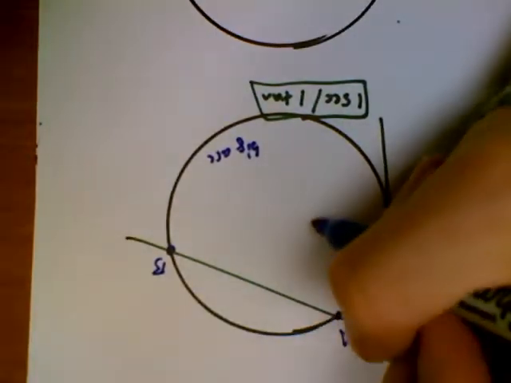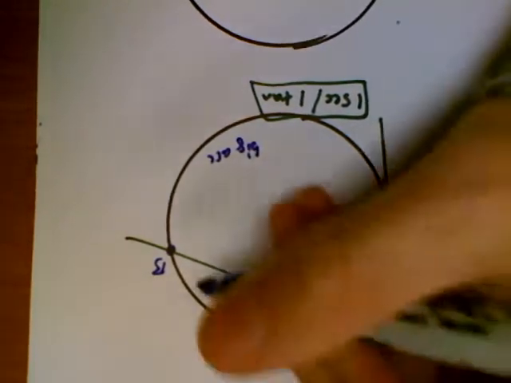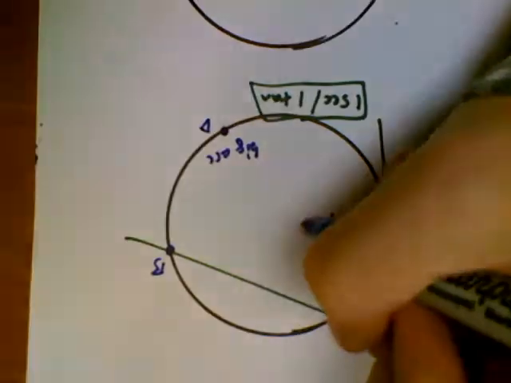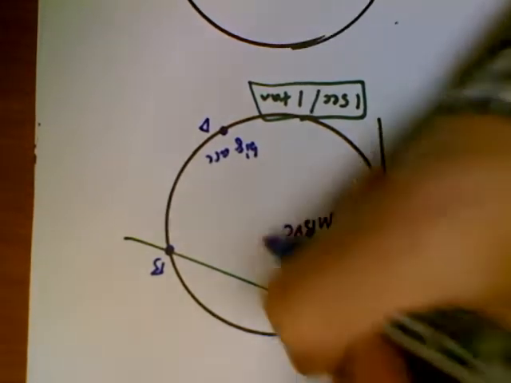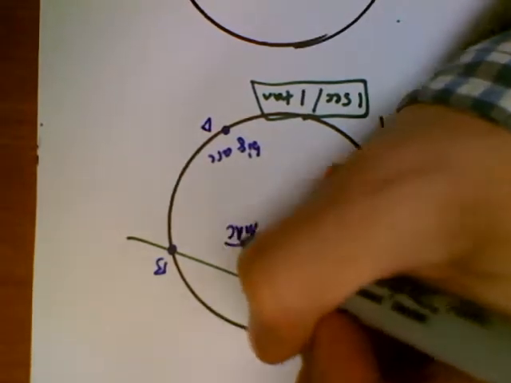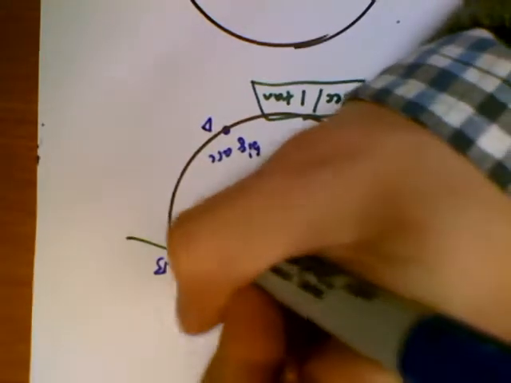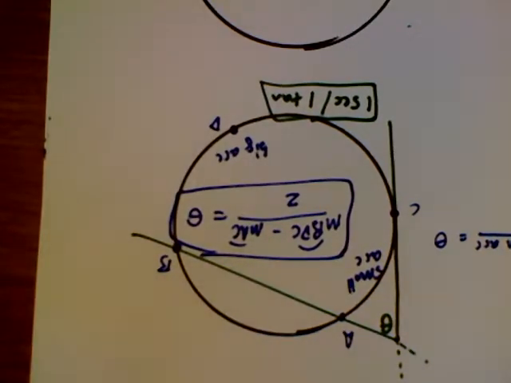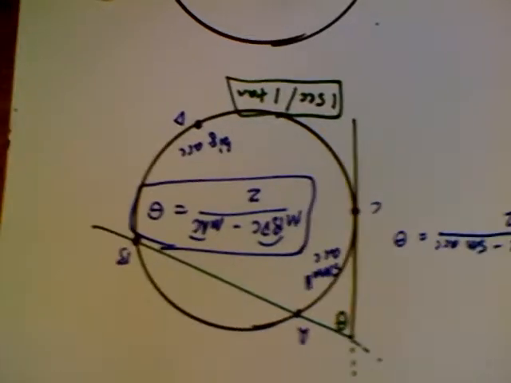And then in our last one, it's the same thing. It's the measure of B, I need another one, so D. So the measure of BDC minus the measure of AC right here. Divide that by 2, and you end up with the angle. So big arc minus the small arc divided by 2.